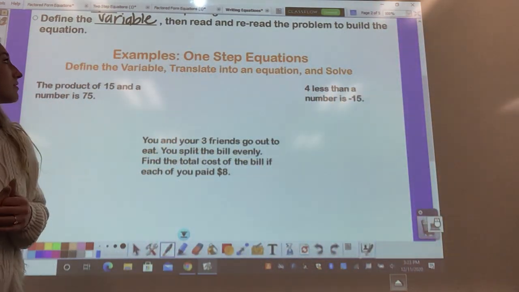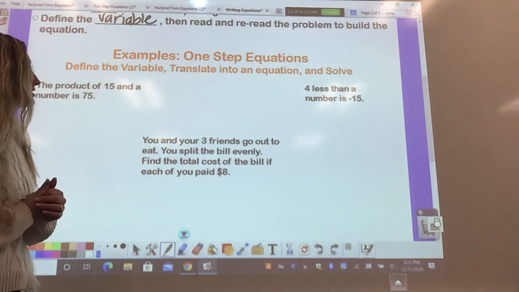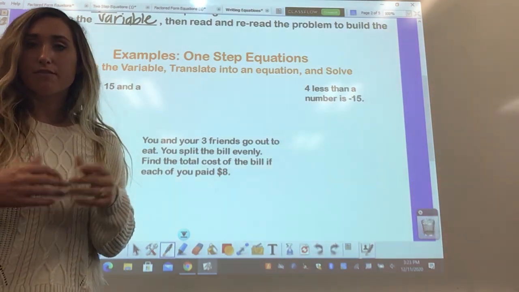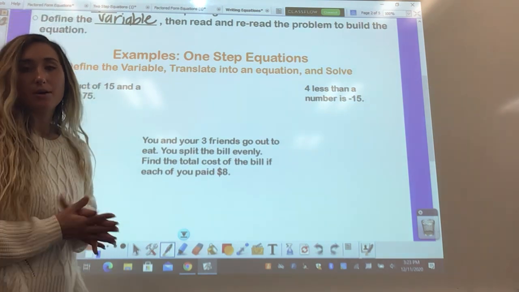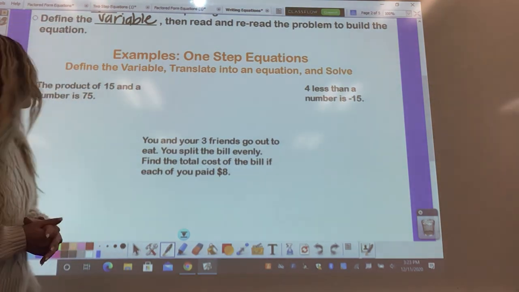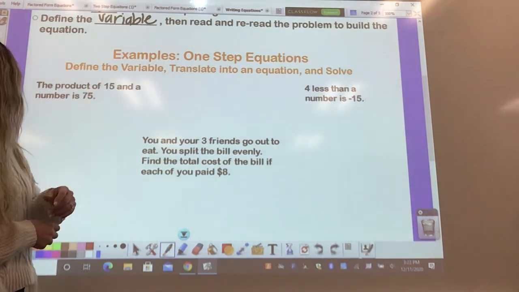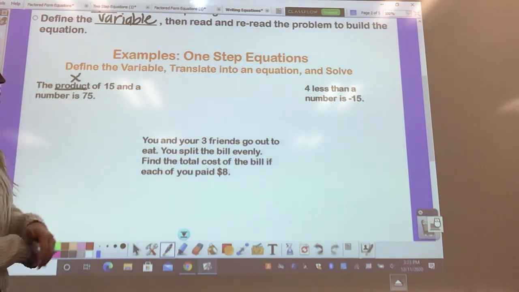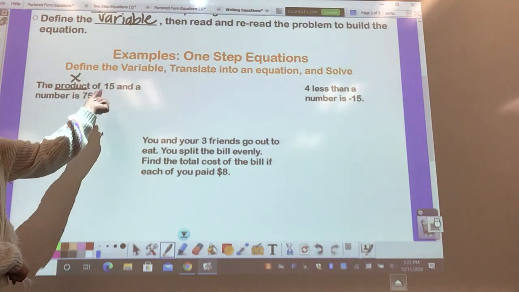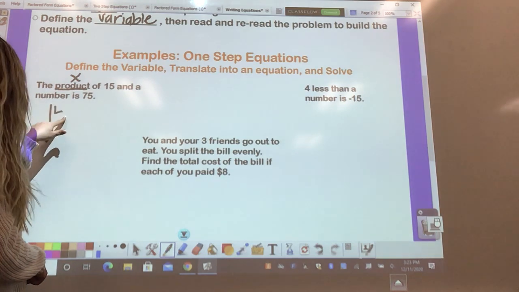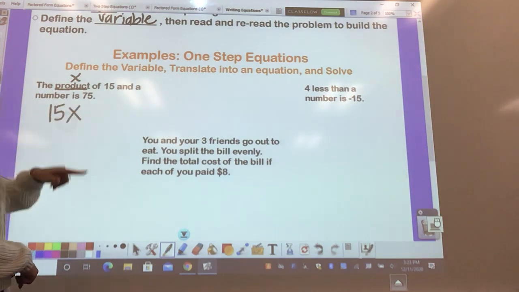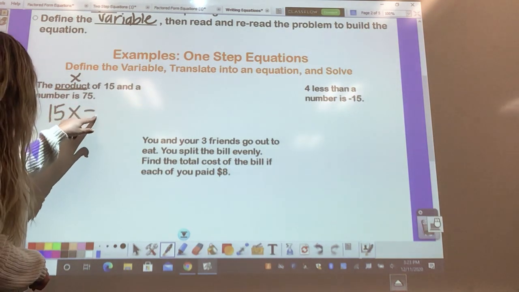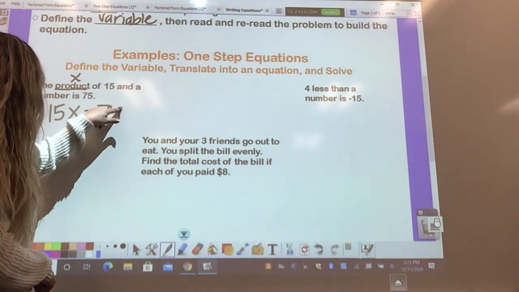So all of these examples are examples of one-step equations. These first two are not really real-world problems. They're just more verbal descriptions of an equation that we're going to translate into symbolic form. So the product of 15 and a number is 75. So product means multiply. The product of 15 and some number would be 15 times some variable, which could be represented with x, is 75. We said is means equals 75.